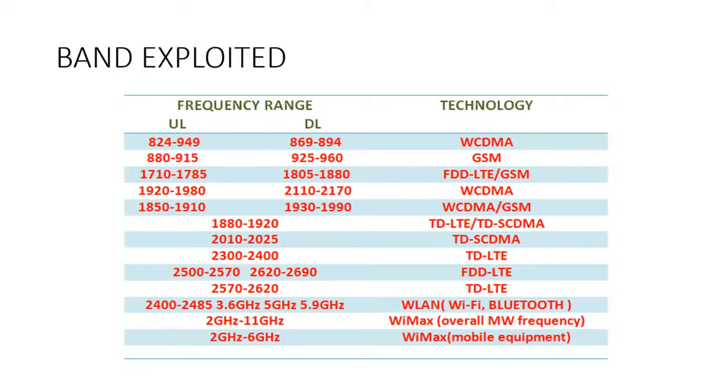After that, WiMAX is there. A large range of frequencies is considered for WiMAX, and 5.2 gigahertz is majorly used nowadays. Research is going on in WiMAX at 5.2 gigahertz. Those are the accommodations majorly available.